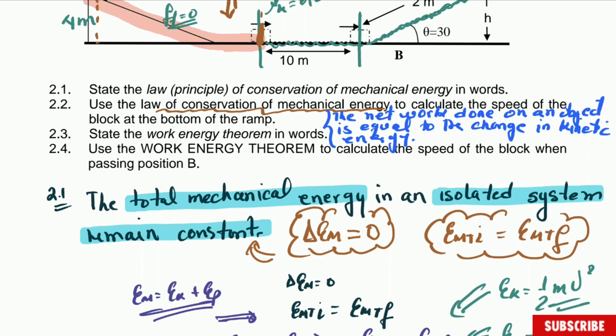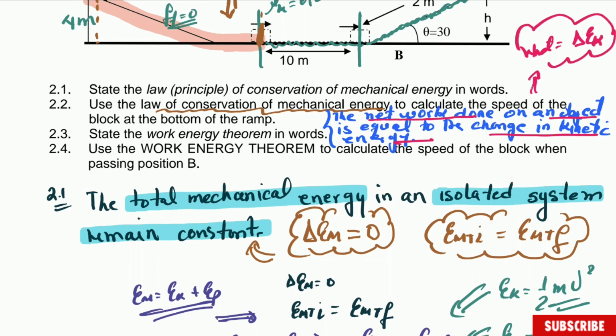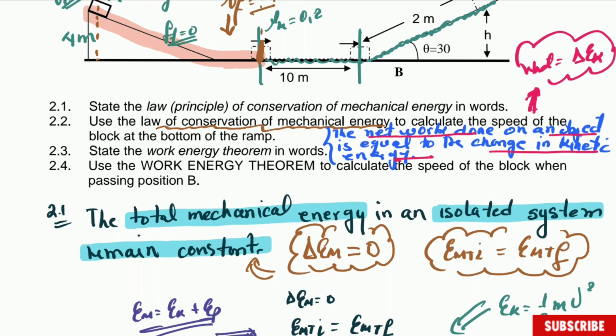This theorem states that the net work done on an object is equal to the change in kinetic energy of the object. In other words, the net work done is equal to the change in kinetic energy. This is the work energy theorem. It is going to be very important, so we're going to use it all the time. In this question, they say use the work energy theorem to calculate the speed of the block when past point B.